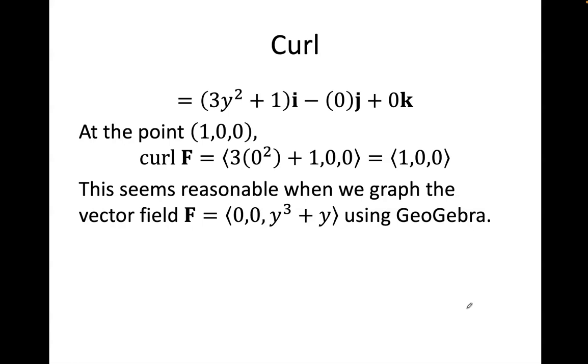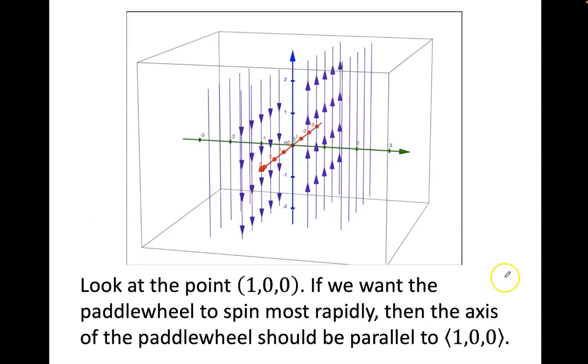So at the point (1, 0, 0), the curl of F is <3 times 0 squared plus 1, 0, 0>. In other words, it's <1, 0, 0>. That's the curl of F. This seems reasonable when we graph the vector field F equals <0, 0, y cubed plus y> using GeoGebra. Look at the point (1, 0, 0). So again, the point (1, 0, 0) is right over here. Okay? If we want the paddle wheel to spin most rapidly, then the axis of the paddle wheel should be parallel to <1, 0, 0>.